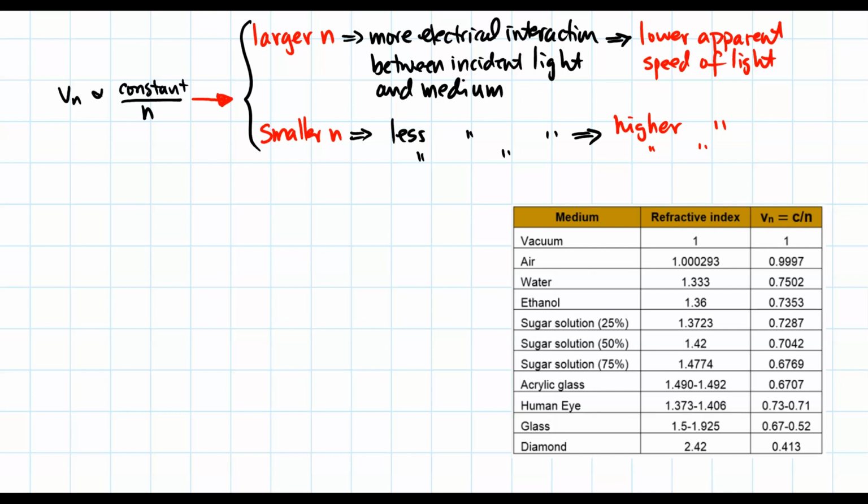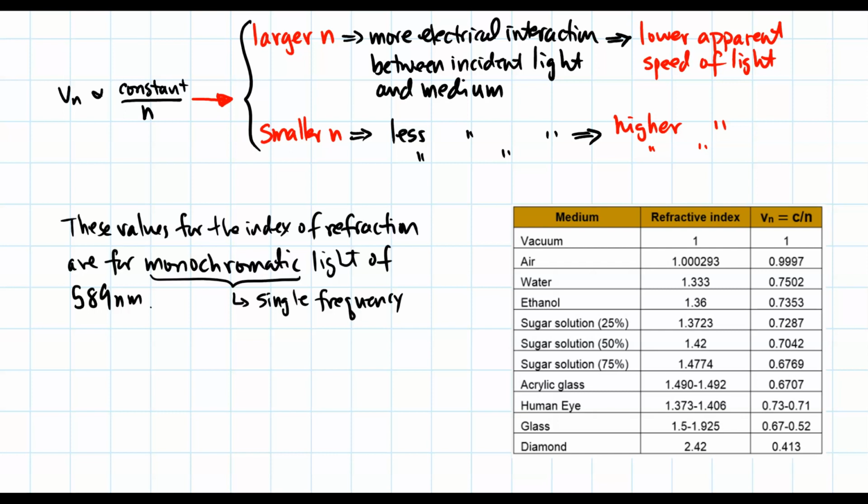Here below in this table, you see that I have different types of electrical mediums. I have an index of refraction, and then I look at the ratio of the speed of light to the index of refraction. All of the values in this table for the index of refraction are for monochromatic light of 589 nanometers. As we will talk about briefly in a moment, the index of refraction turns out to depend upon the frequency of the incident light.